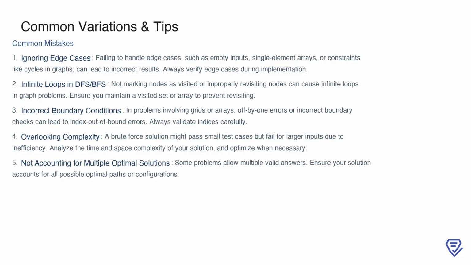Another frequent issue is infinite loops in DFS or BFS. This happens when nodes are not marked as visited properly, leading to repeated visits and potentially crashing your program. To avoid this, always maintain a visited set or array to track nodes you've already processed. Additionally, incorrect boundary conditions like off-by-one errors or failing to validate indices in grid-based problems can lead to index out-of-bound errors. These small mistakes can derail your solution, so be meticulous with boundary checks.